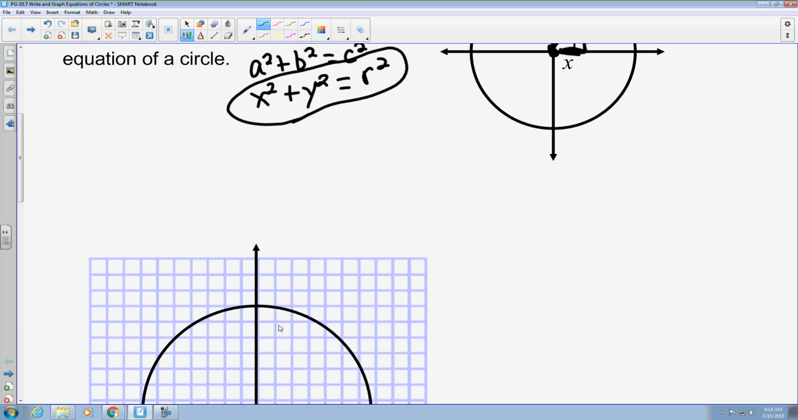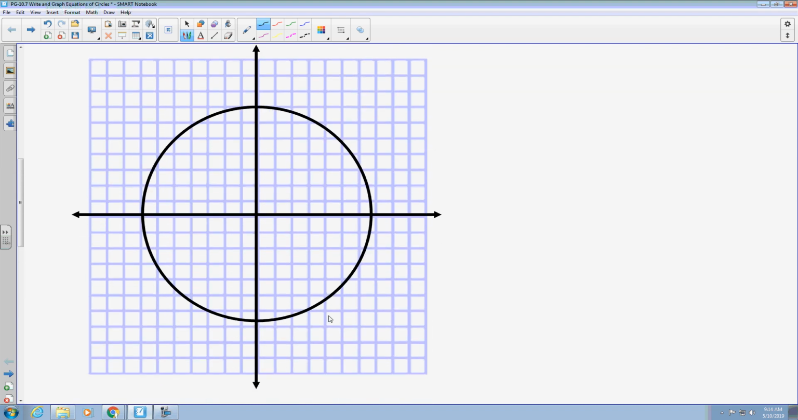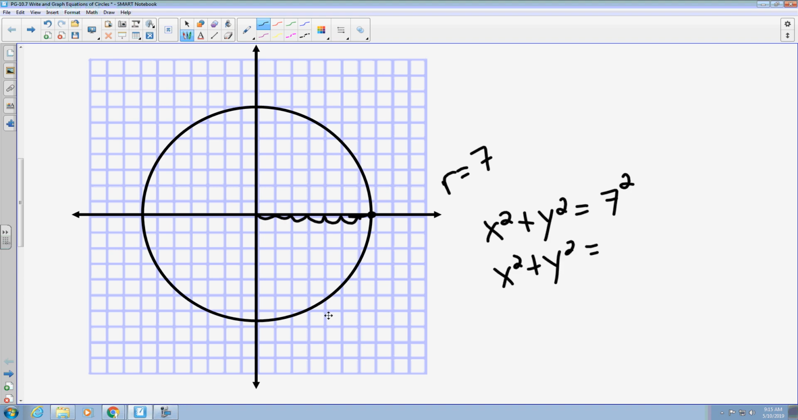So if you look at this one right here, I need to find the radius. So the radius is going to be 1, 2, 3, 4, 5, 6, 7. So it's at 7. So r is 7. So the equation for this circle is going to be x squared plus y squared equals 7 squared. So to figure this out, it's going to be x squared plus y squared equals 49.